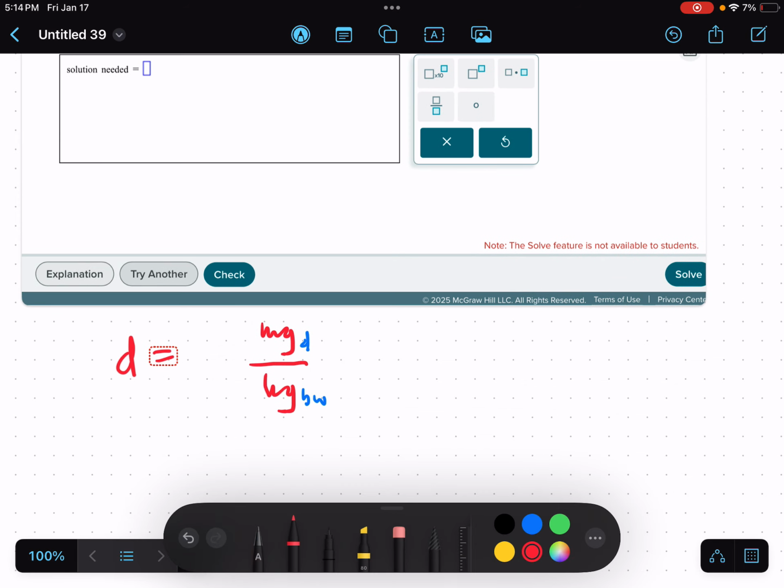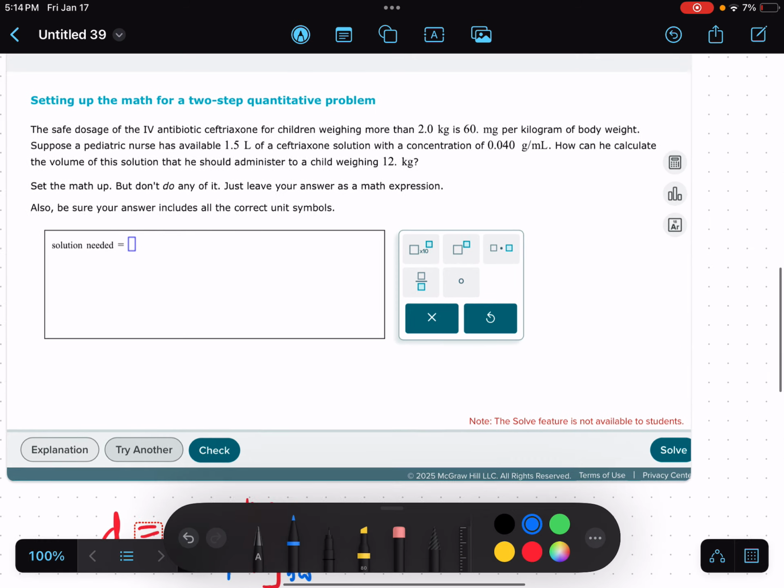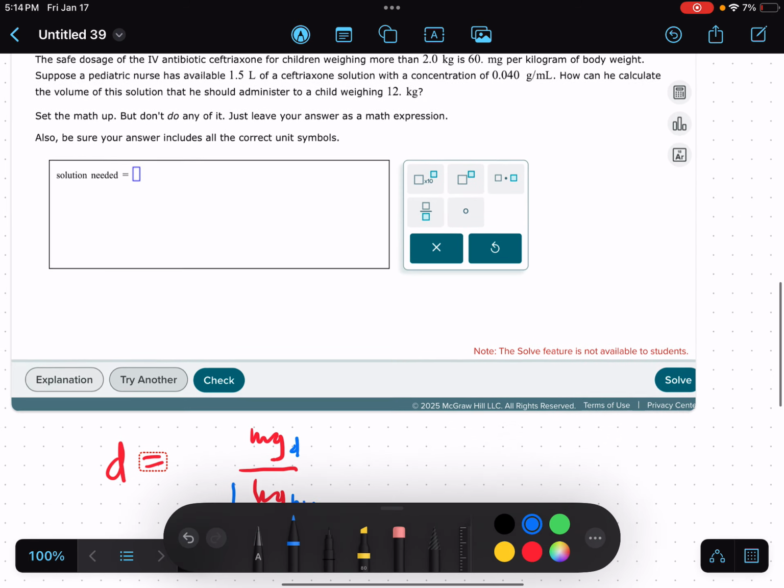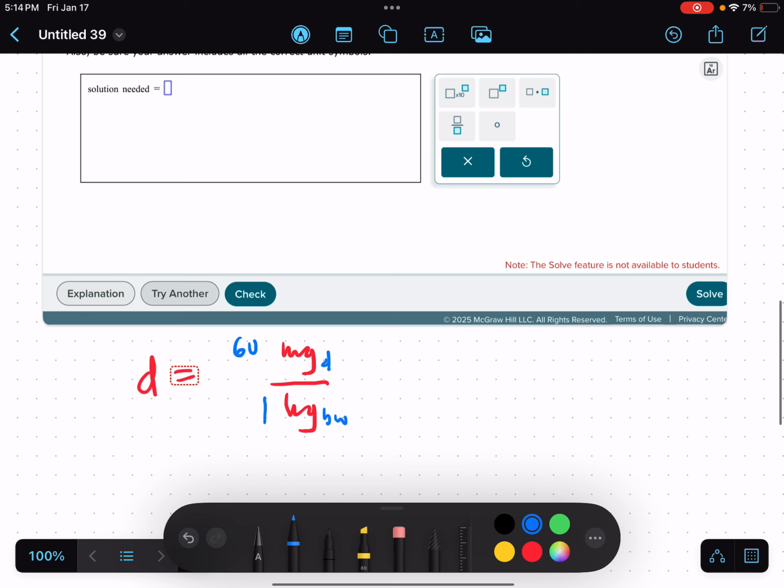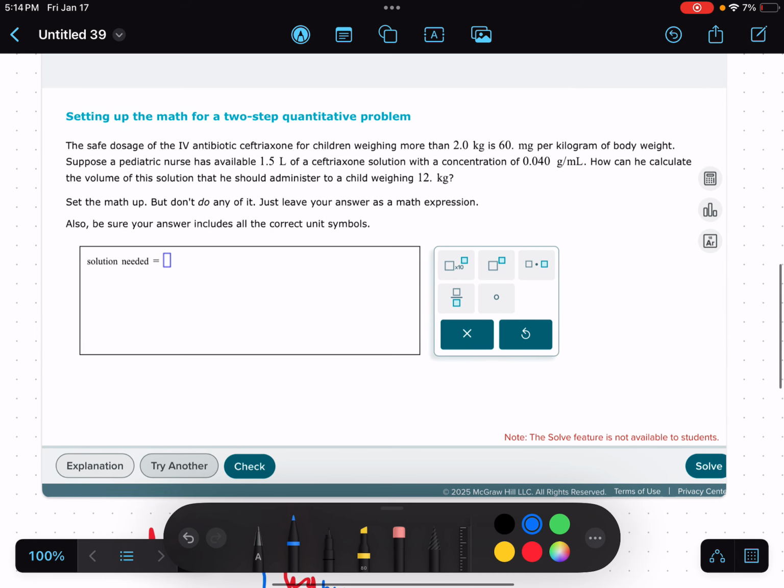Now, this is 1 kilogram, but it's exact. It's an exact number. So I want to be really careful with that. This is not a sig fig. That is 1. And I'm not going to put a dot there because that would make it sig figs. All right, but it's 60 milligrams. Okay. Now, let's move on.